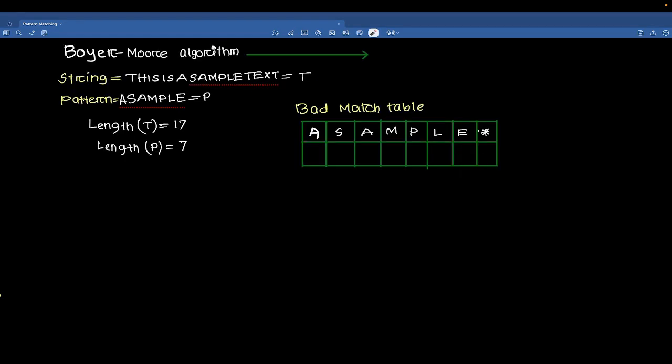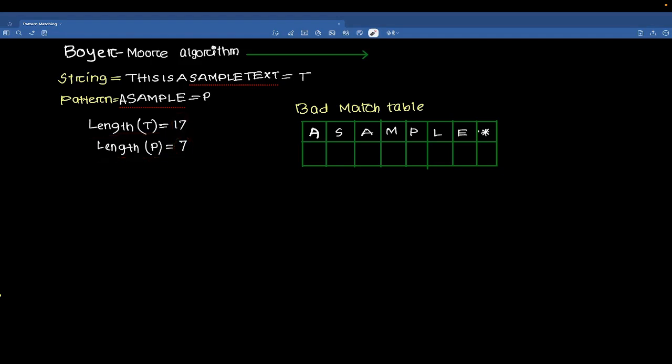To understand the algorithm, we have taken an example of a string. This is a sample text. We have taken the example string as "this is a sample text", and the pattern to be searched is "a sample". The string is denoted by T, and the pattern is denoted by P. The length of the text is 17 characters and the length of the pattern is 7 characters.